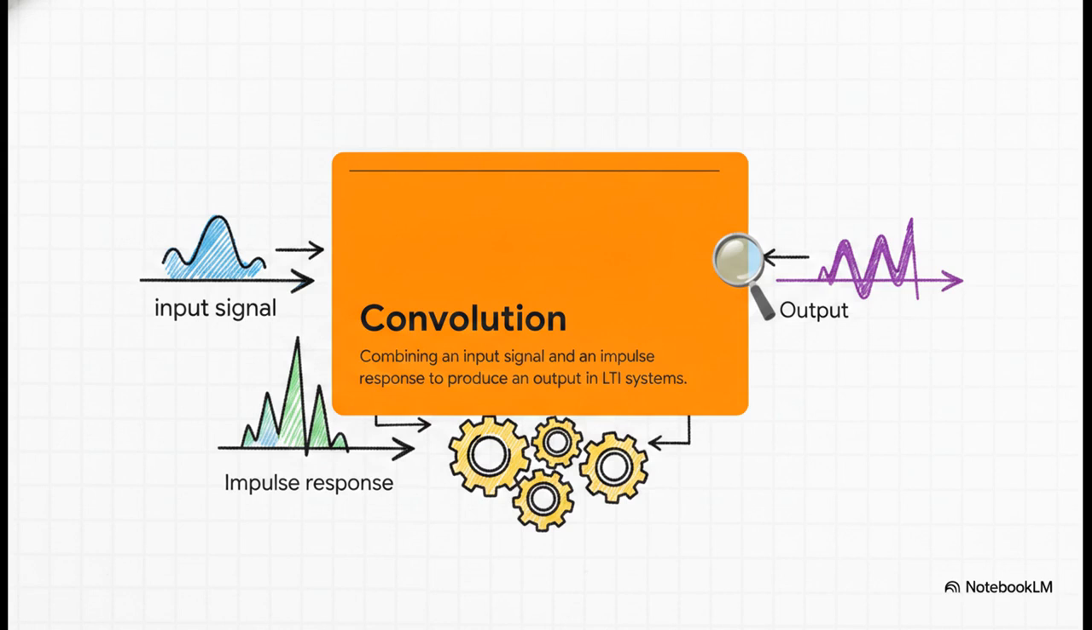Okay, so by weeks 4 and 5, the course tackles a massive hurdle for students: convolution. Mathematically, this is defined as combining an input signal and an impulse response to produce an output in what's called linear time-invariant systems. So, the crucial point here is that if you know a system's impulse response, you can predict exactly how it's going to react to absolutely any input you throw at it.